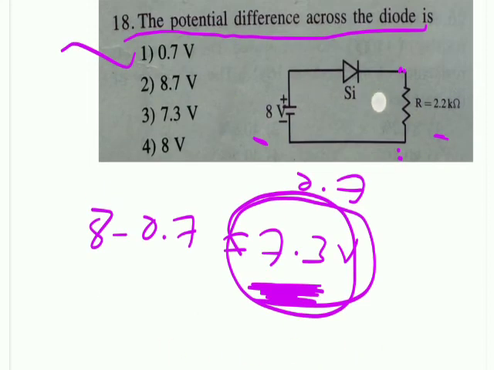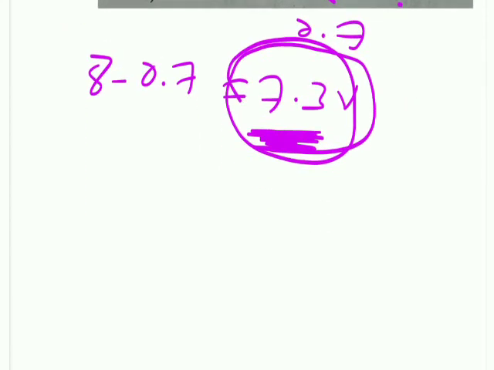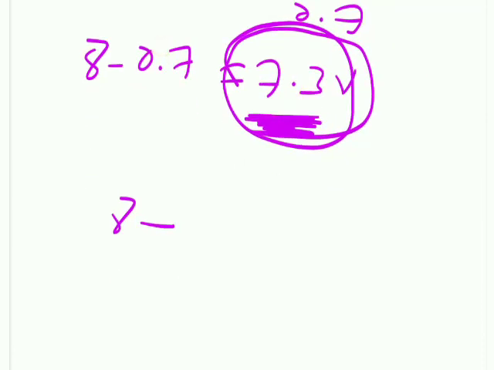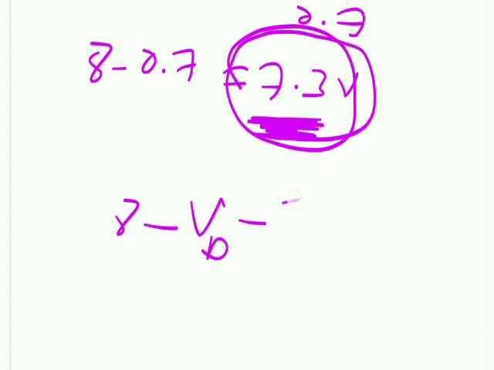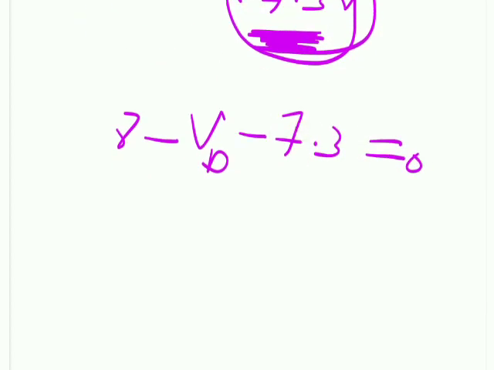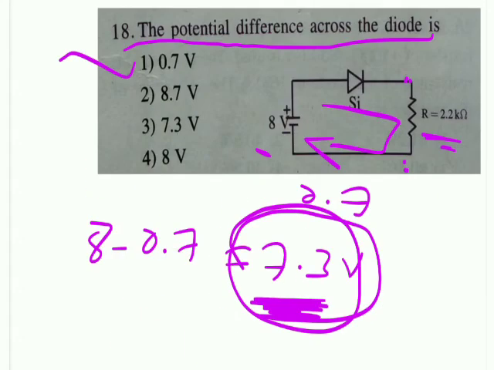Another way, applying Kirchhoff's potential law: 8 minus the potential at the diode Vd minus the potential at the resistance 7.3 is equal to 0. Then also V is equal to 0.7 volts. Again, our answer 0.7 is the right answer.